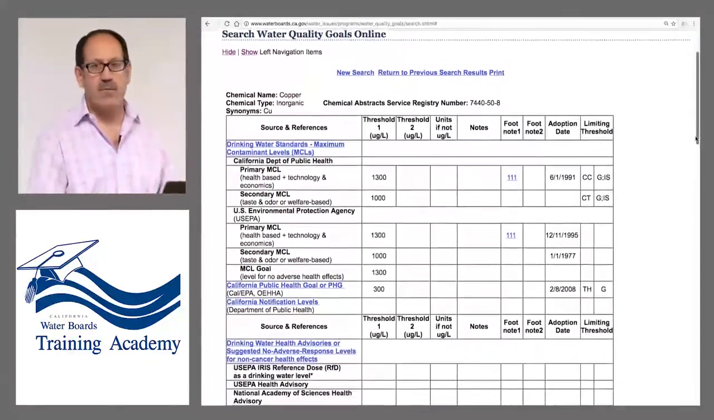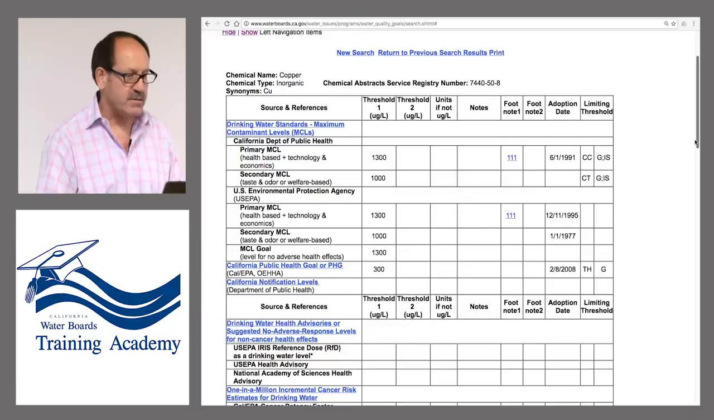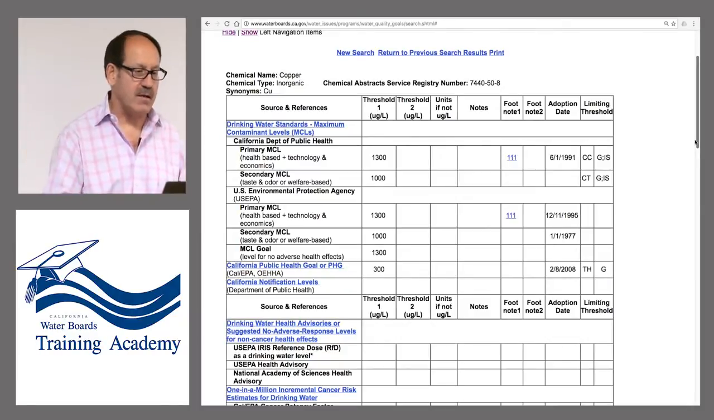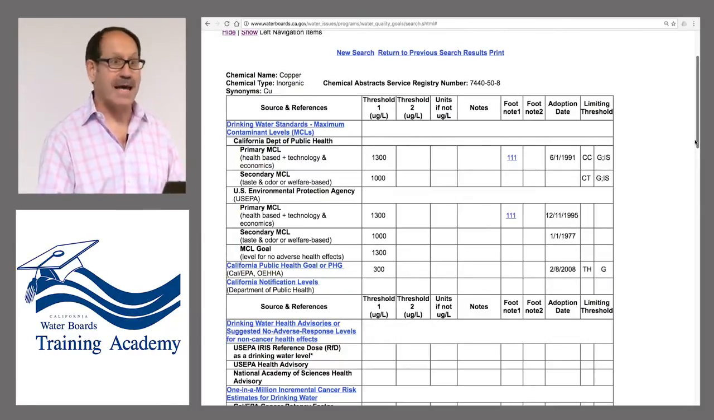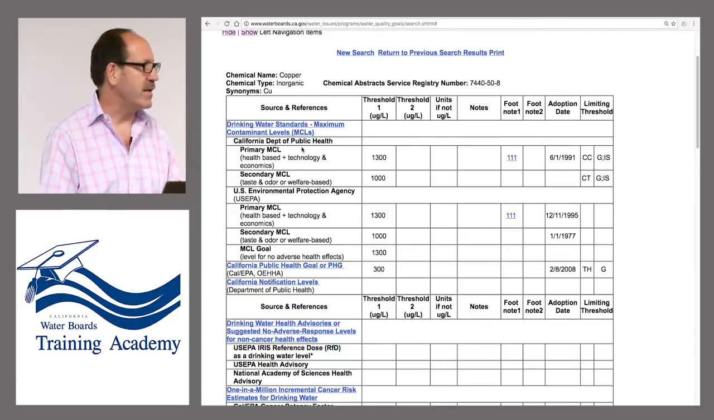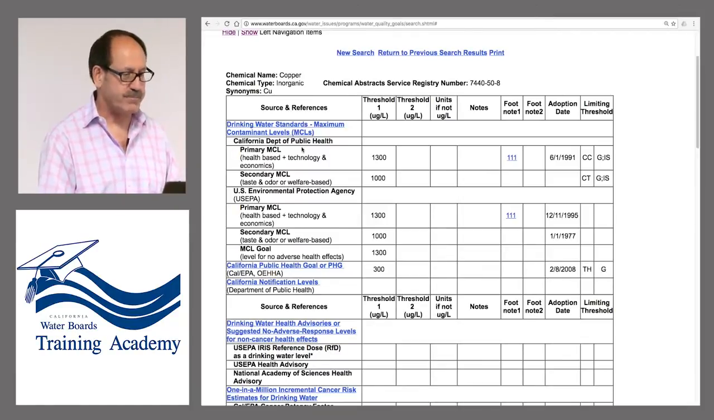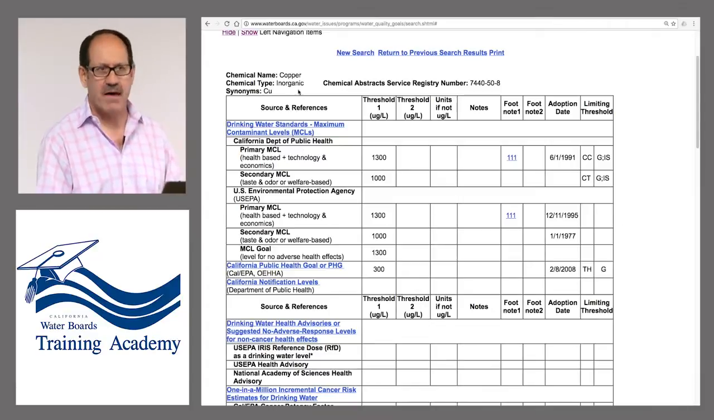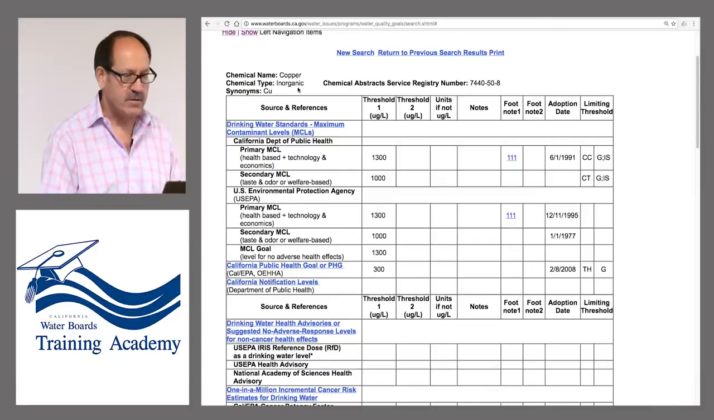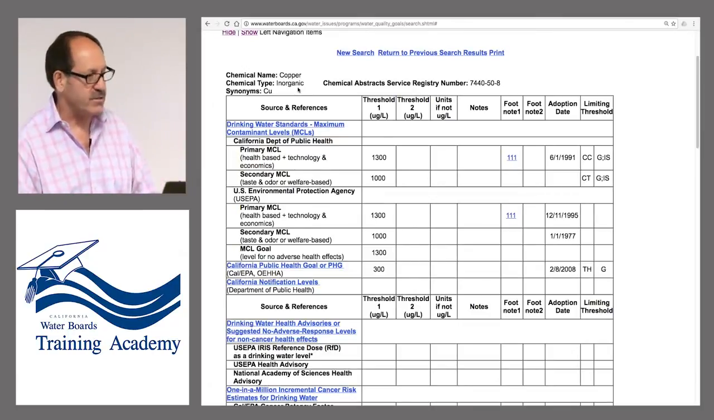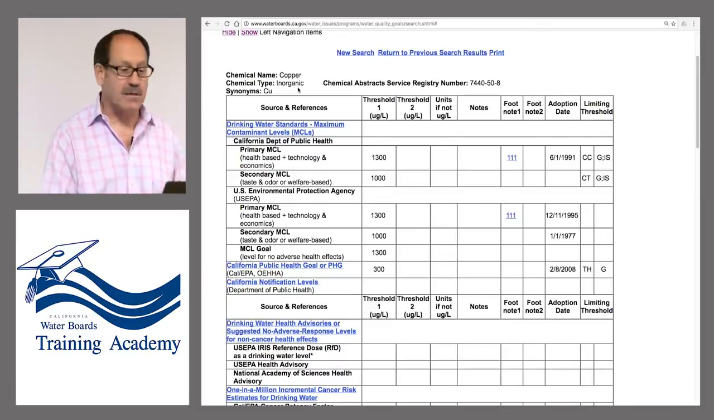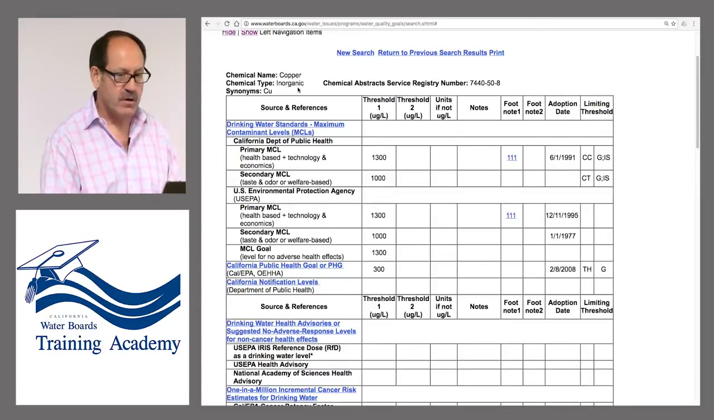So this is what you get when you've found an entry in the database. First it tells you what the chemical name is on the upper left, whether it's organic or inorganic. What's the difference between those? Organic chemicals, inorganic chemicals? Carbon. Organic chemicals are based on carbon. So inorganics are things like metals or salts, things that don't have carbon in them. And then it gives you synonyms. In this case, the abbreviation for copper is Cu on the periodic table, and then the Chemical Abstract Service registry number. Below that starts the table of water quality thresholds.